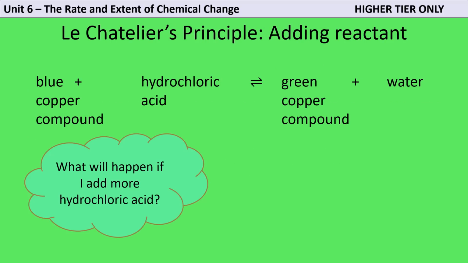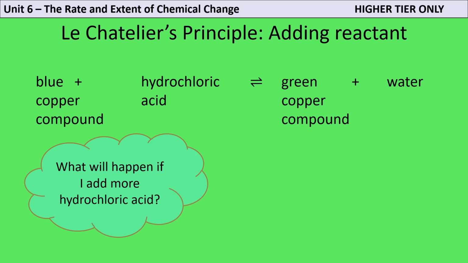Often with these questions, the exam board won't actually give you the names of chemicals because they don't want to confuse you with reactions you haven't heard of, so they quite often just refer to a blue copper compound or a pink cobalt compound. So in this reaction, a blue copper compound reacts with hydrochloric acid to make a green copper compound and water, and this is a reversible reaction.